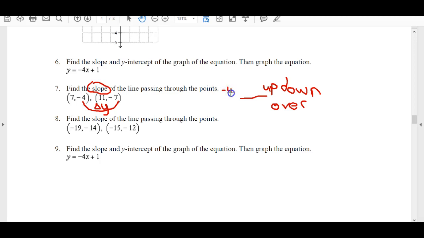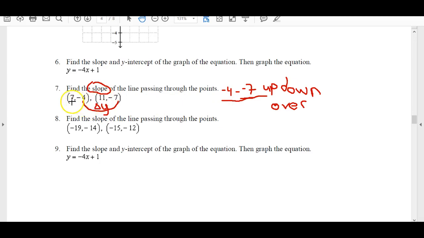So -4 minus -7. That'll tell me what I should have on top of my answer. It tells me how things changed in terms of the y, whether it went up or down. Let me get my calculator over here so we don't make any mistakes. Actually, I won't do that just yet because I'll lose this.